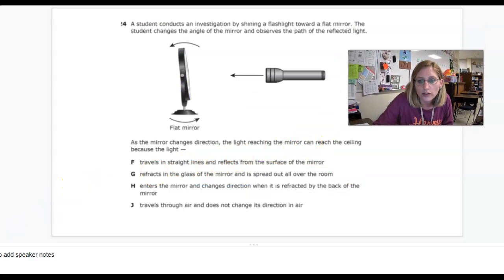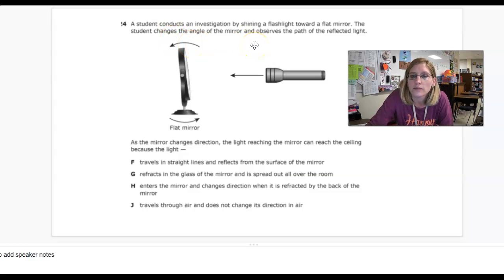Okay, so what we're going to do is we're going to talk about this. It says, a student conducts an investigation by shining a flashlight towards a flat mirror. The student changes the angle of the mirror to observe the path of the reflection. As the mirror changes direction, the light reaches the mirror that can reach the ceiling because the light, what does the light do? The light travels in a straight line and then reflects off the surface of the mirror.